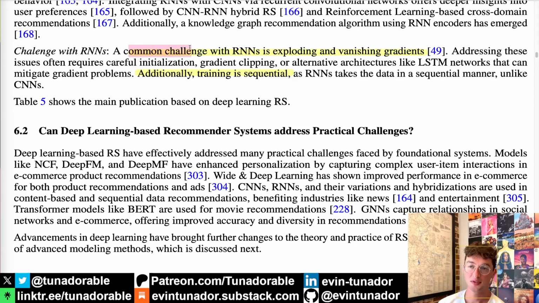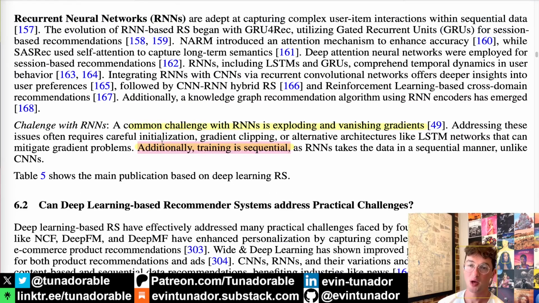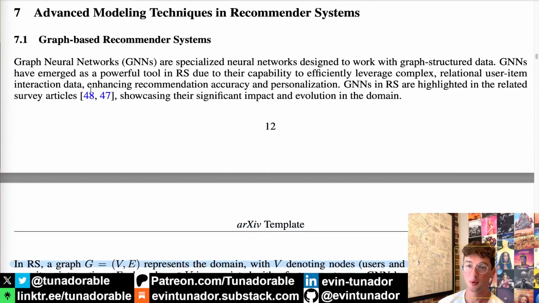RNNs have, of course, the challenge they always have with exploding and vanishing gradients. More importantly, training is sequential. In order to use an RNN, you have to, for some reason, have sequential data in your recommender system. Now, the big boy here, my impression of what is most common, this is in the advanced section, are graph-based systems, or graph neural networks.